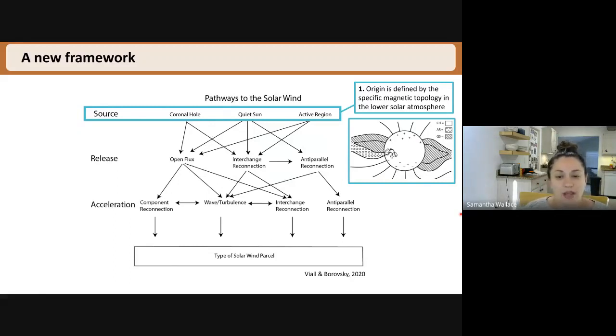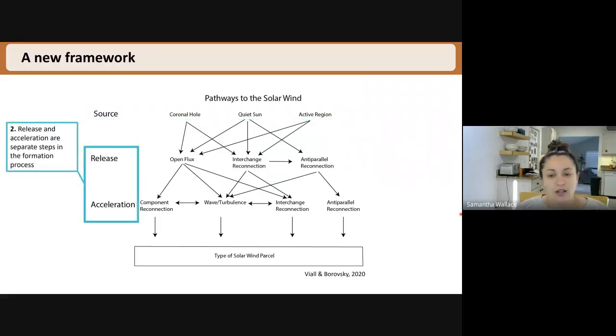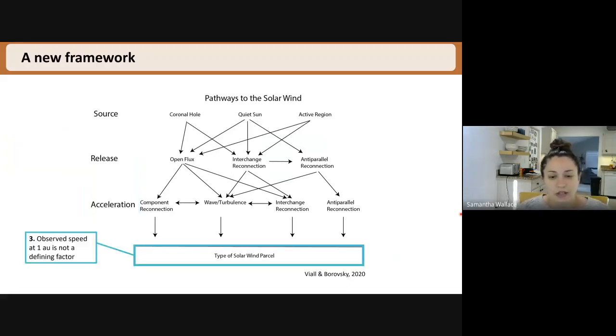In the old paradigm, the source was always described as open or closed field, or in a more general sense, coronal hole or streamer belt. Second, the release and acceleration mechanisms are considered as separate steps, which allows them to be governed by entirely different mechanisms if needed. They don't have to be different, but it still allows for that. And third, the observed speed isn't really discussed anywhere in this framework, whereas in the old paradigm it was a big part of our language and almost a central defining factor.